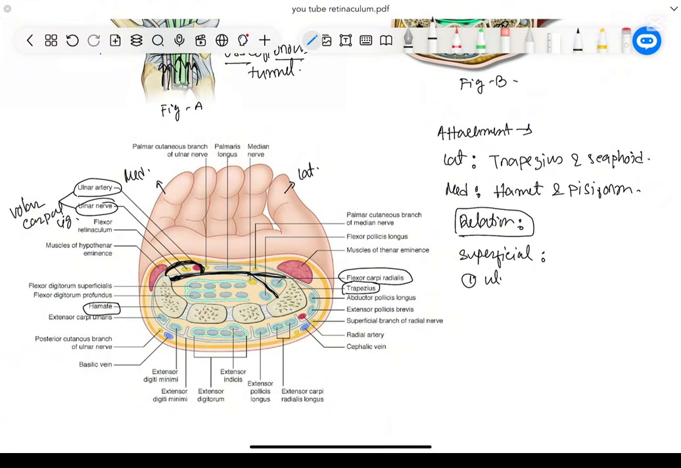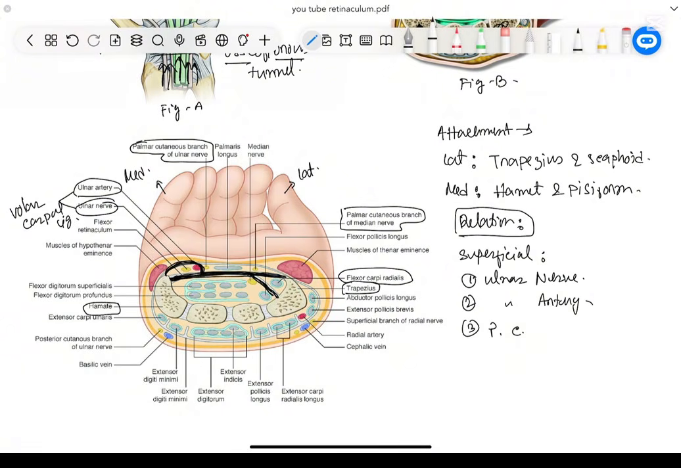First, we already know there is the ulnar nerve, then the ulnar artery. You can see they are passing above this tunnel. Then you can also see the palmar cutaneous branch of the ulnar nerve. You can even see the palmar cutaneous branch of the median nerve.